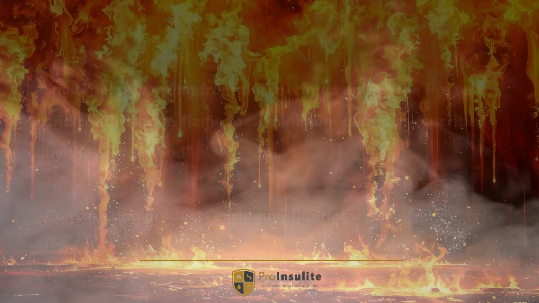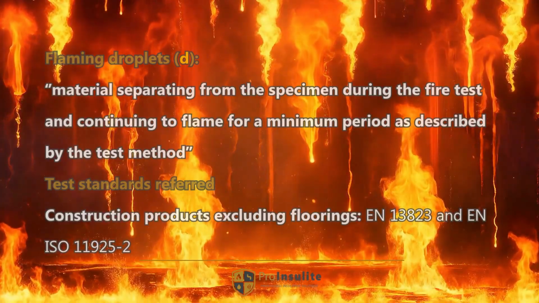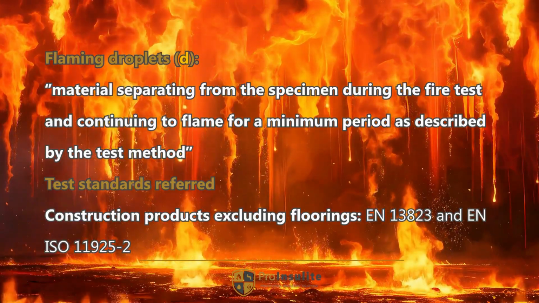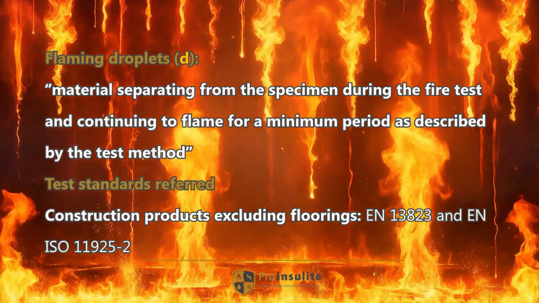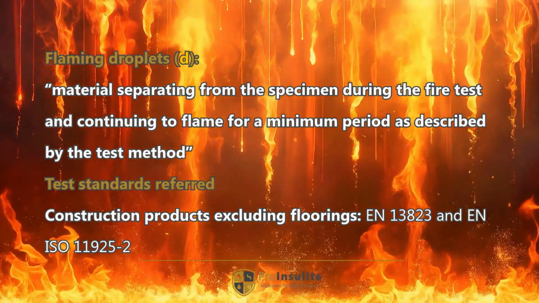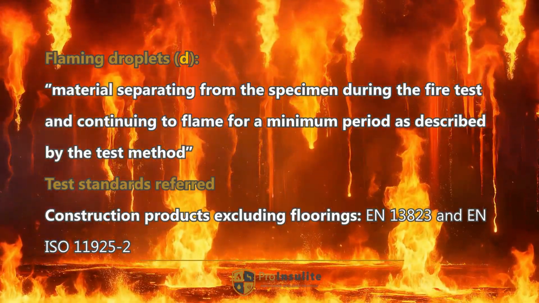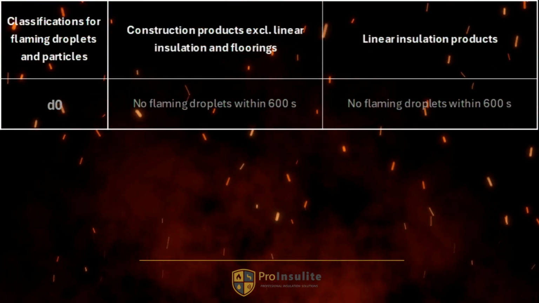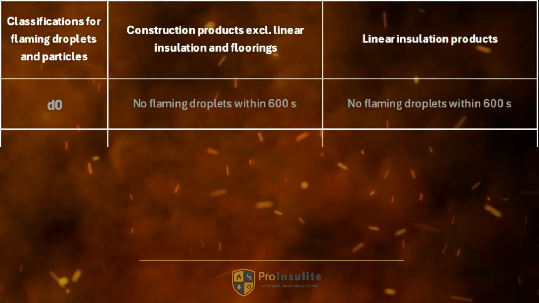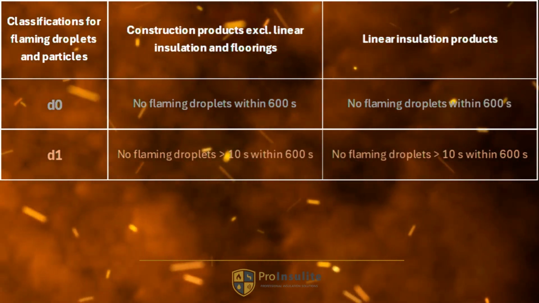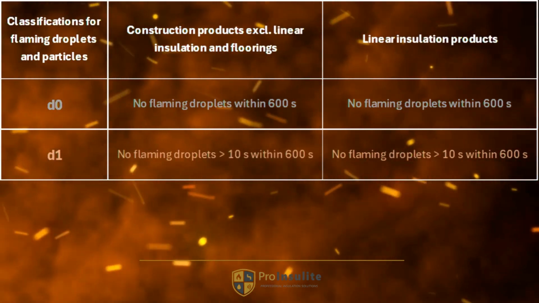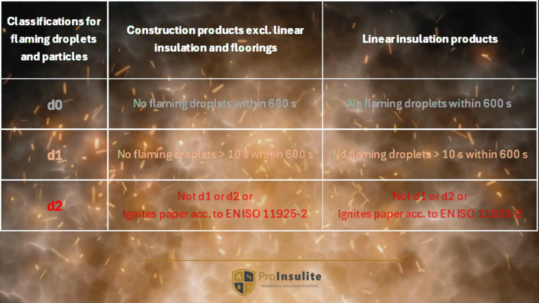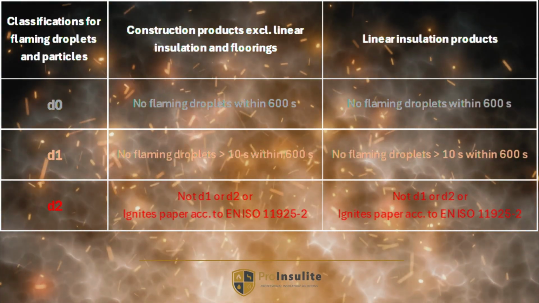Flaming droplets or particles, the D classes, address the formation of burning droplets or particles and their potential to create secondary fire hazards. For construction products excluding floorings, classification is derived from EN 13823 and EN ISO 11925-2. 3 performance levels are defined. D0 indicates no flaming droplets or particles within 600 seconds. D1 indicates limited droplets. Flaming droplets or particles may occur, but none may persist longer than 10 seconds within 600 seconds. D2 indicates that droplet performance criteria have not been satisfied.